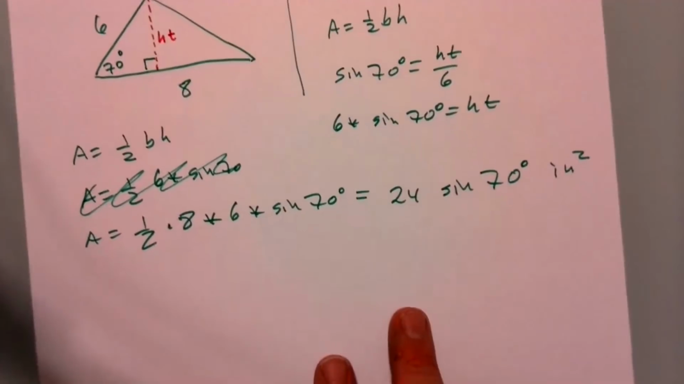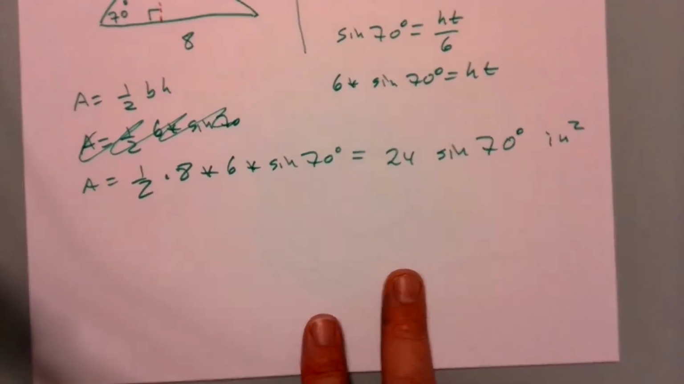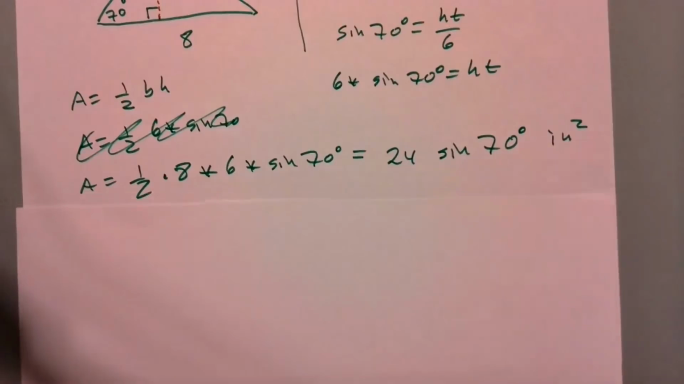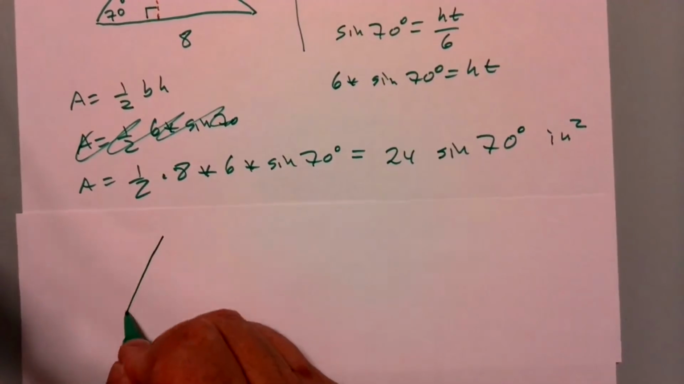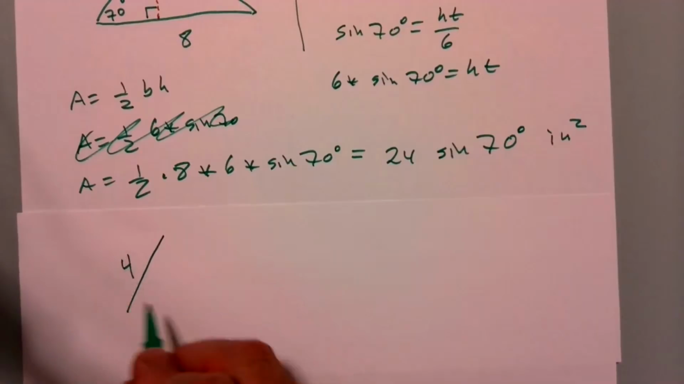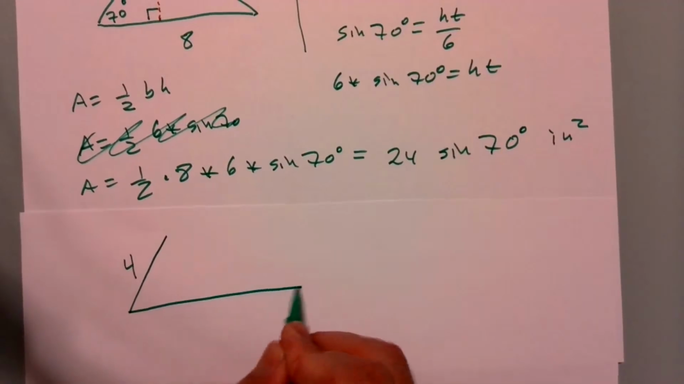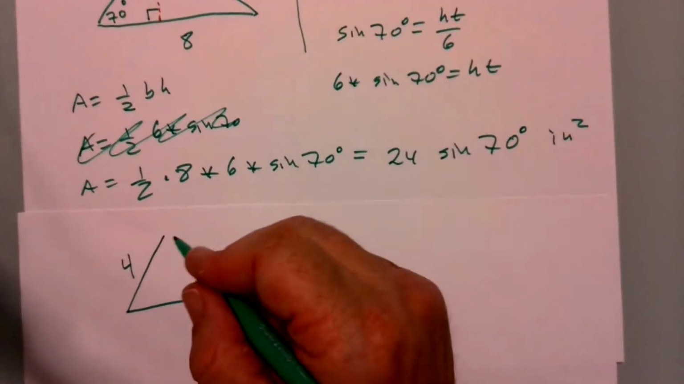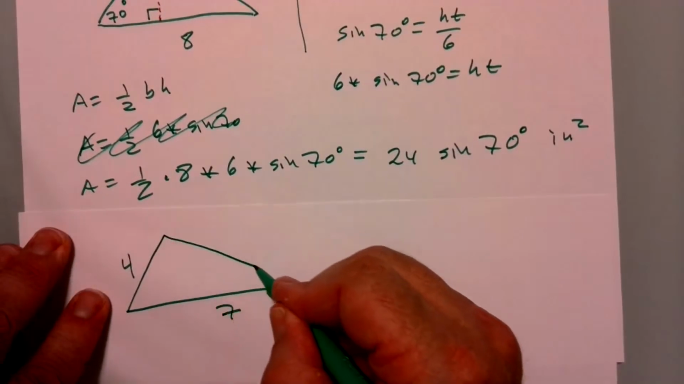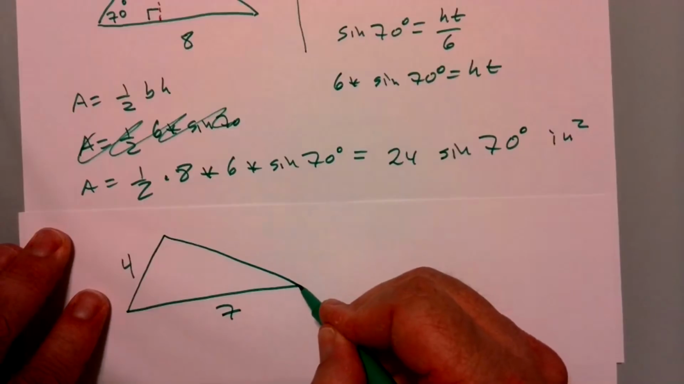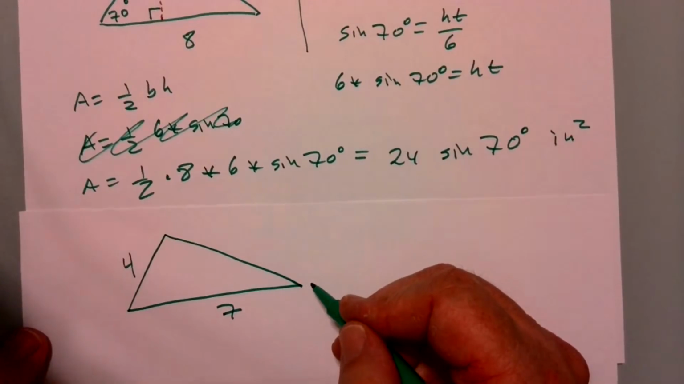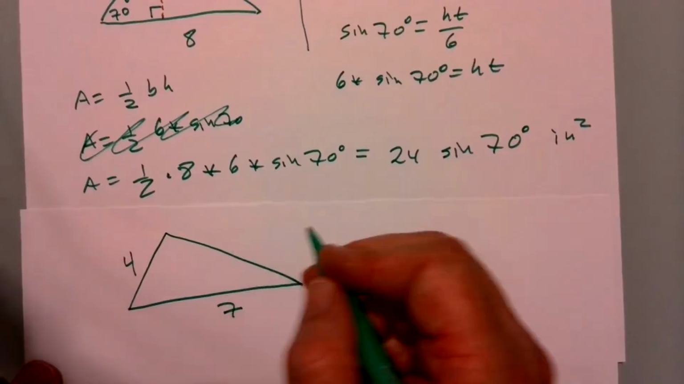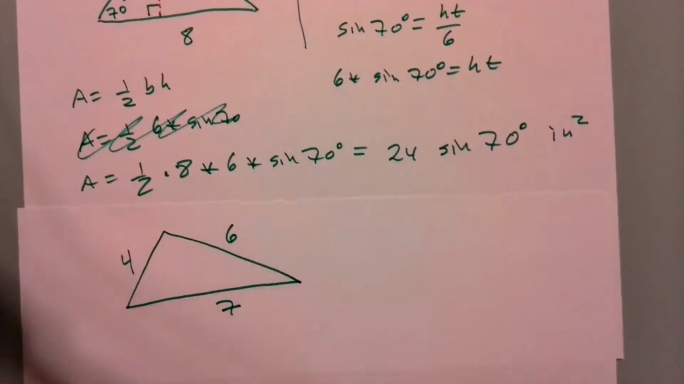Let us do one more problem with area of triangles. We'll do an SSS this time. So if I have these sides, this is 4, and this is 7. And I don't know, what does that look like it's about? It's a little bit less than 7. How about we make that one 6?